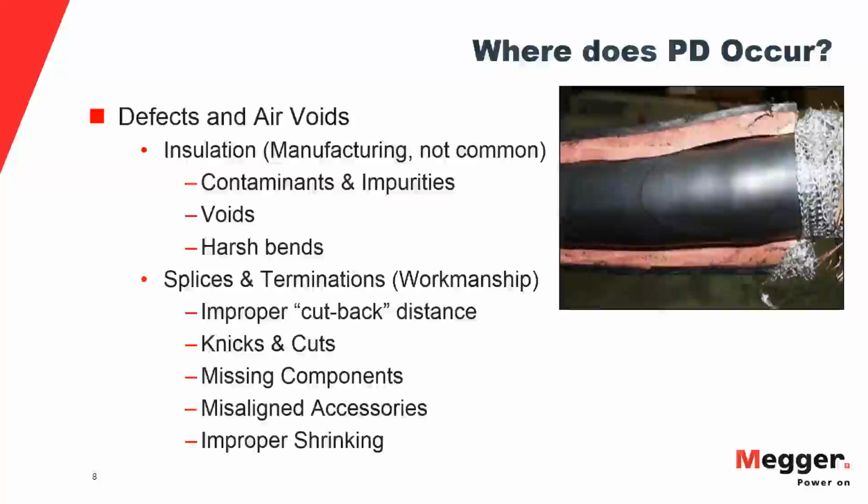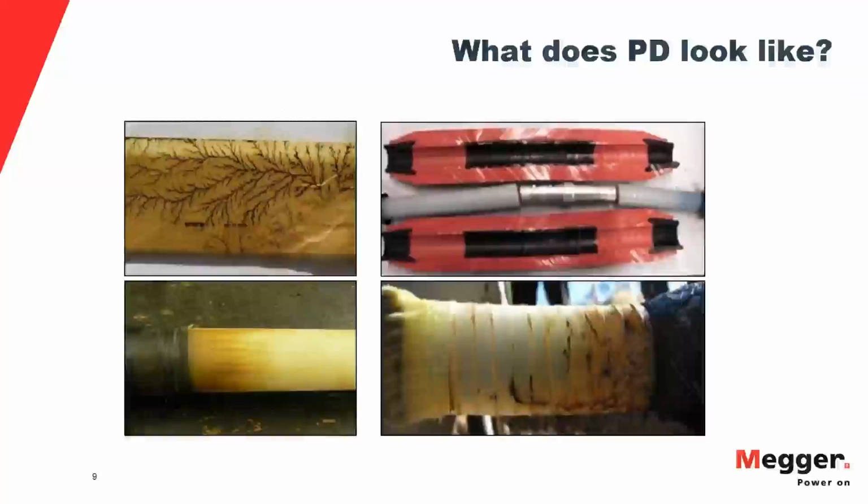But it comes from improper cutback distances. If you're used to one kind of splice and you make a different one and the cutback distances are just a 1/4 inch difference, that could be a cause of partial discharge. Nicks and cuts in the insulation as part of the installation process. Missing components, misaligned accessories, and I do have pictures of these on the next slide.